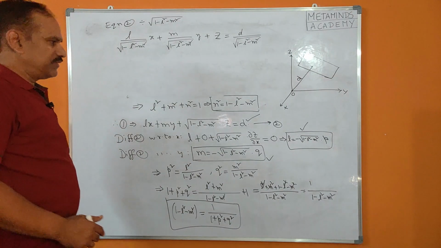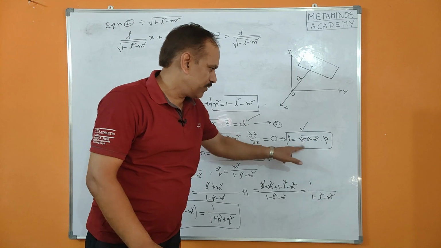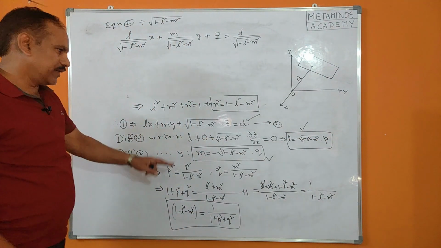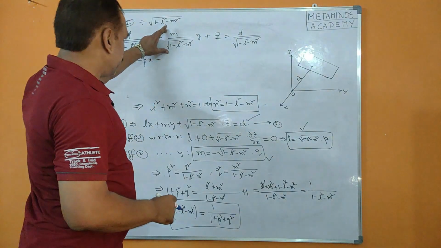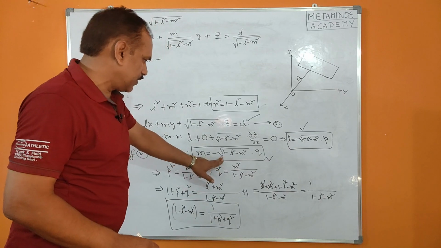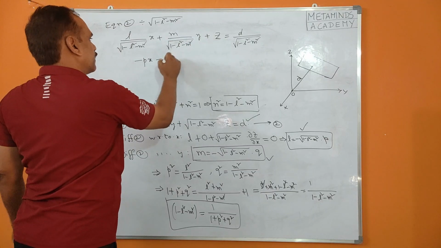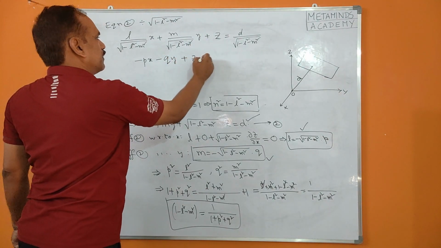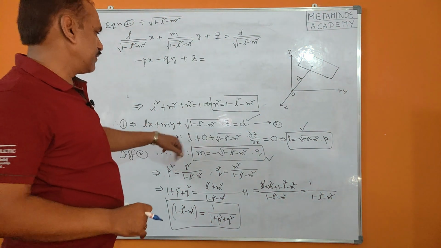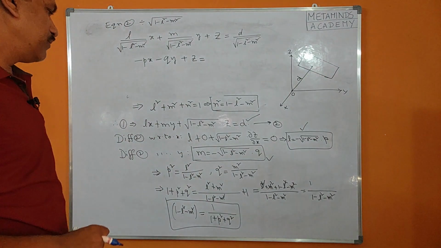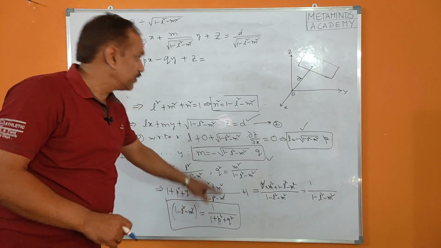Right. Now what is L by root 1 minus L square minus M square? It is minus p. So minus px. M by root 1 minus L square minus M square is minus q. So minus qy plus z equal to, and what is root 1 minus L square minus M square? 1 by root 1 minus L square minus M square is 1 by root this.